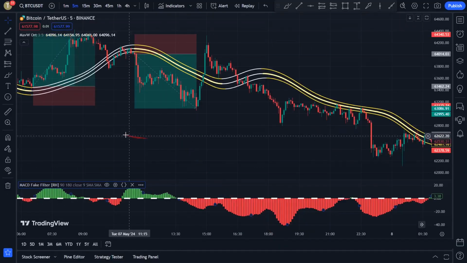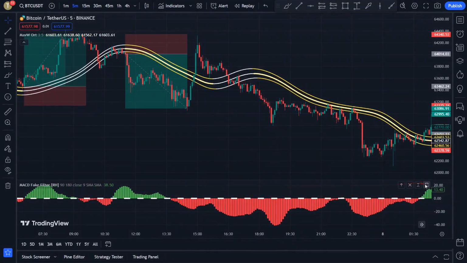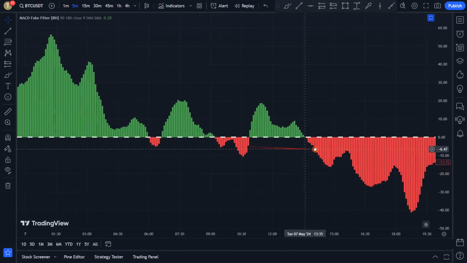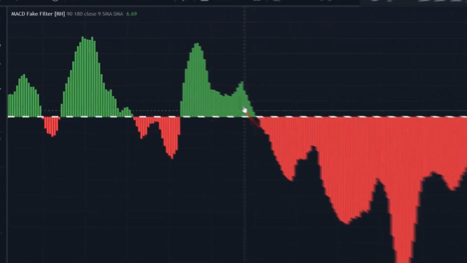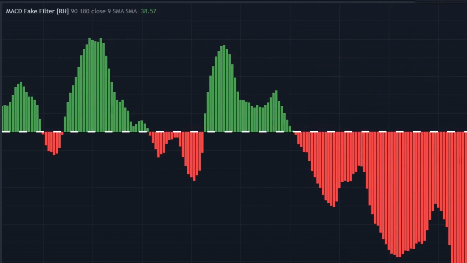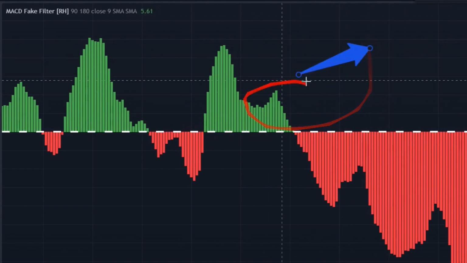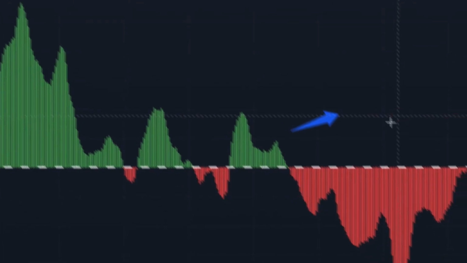We use this indicator to identify trends, and it's a very useful tool with a lower margin of error. It has a very simple and easy explanation. Whenever the columns are green and above the zero line, we consider the trend to be upward, and at these points we only look for buy positions and don't consider sell signals.